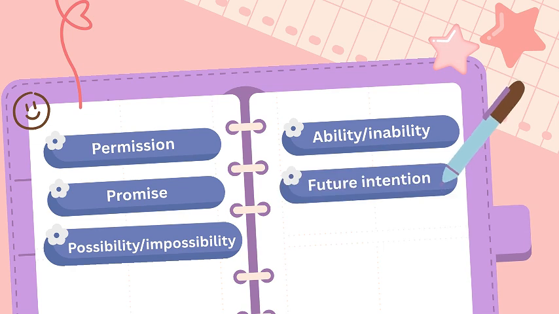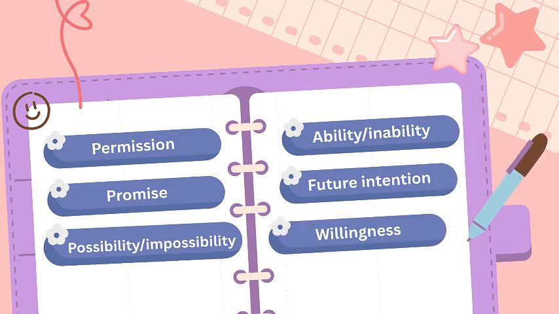Next, expressing future intention. What does it mean to express future intention? It means that you have decided to do something in the future, or it shows what you plan or what you want to do. The common modal verb used to express future plans or intention is will. We use will when we decide to do something in the future, especially at the moment of speaking.